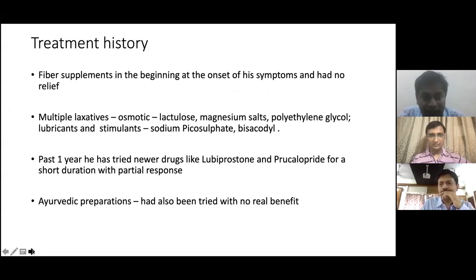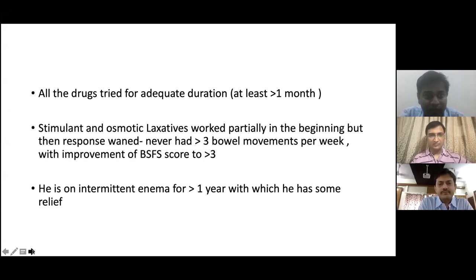For the past 1 year, he has tried newer drugs like lubiprostone and prucalopride, before coming here, for a short duration with partial response. Ayurvedic preparations have also been tried, but with no real benefit. All drugs have been tried for an adequate duration of at least a month. Stimulant laxatives and osmotic laxatives, he says, worked initially, but then the response waned. He never had more than 3 spontaneous bowel movements per week.